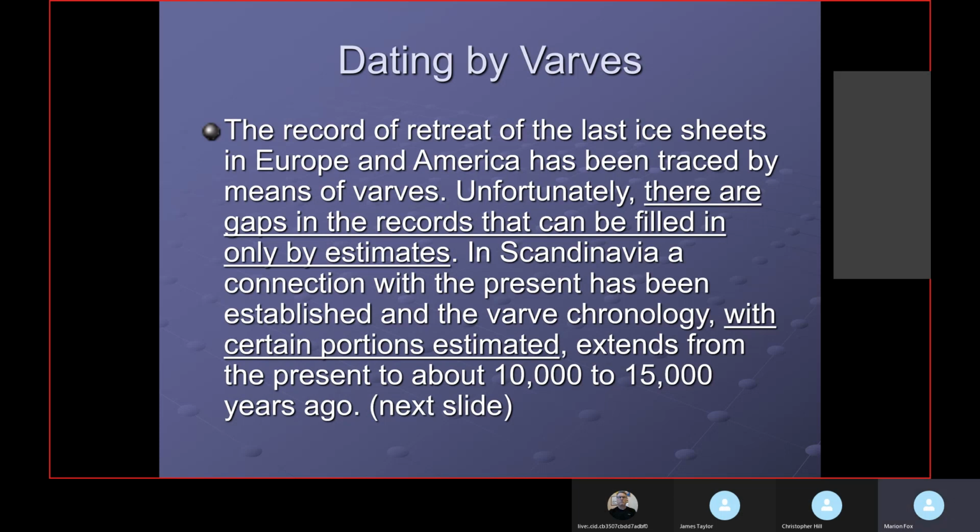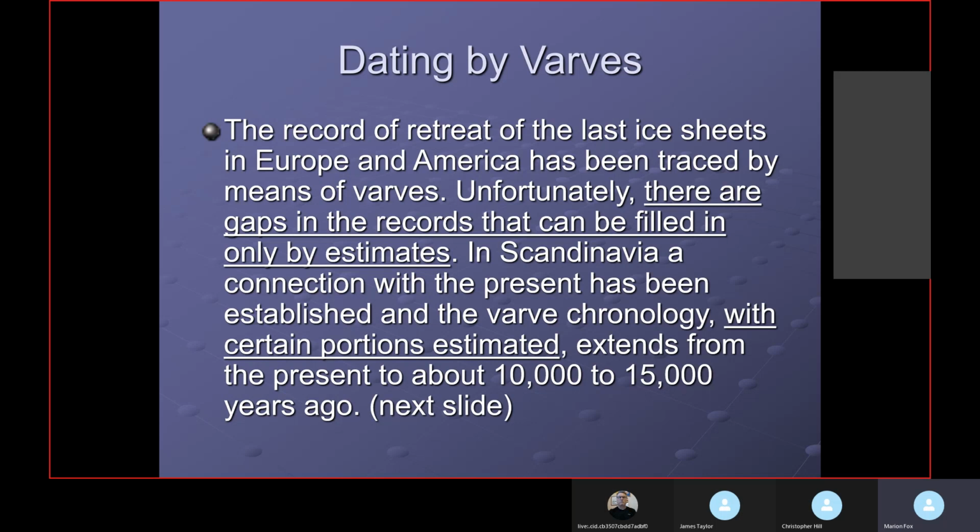So they have to make some assumptions to get their estimates. So it's estimated. In Scandinavia, a connection with the present has been established in the barb chronology with certain portions estimated. I've got that underlined. It wasn't underlined in the original. I underlined it. Extends from the present to about 10,000 to 15,000 years ago, but there are estimates in here.